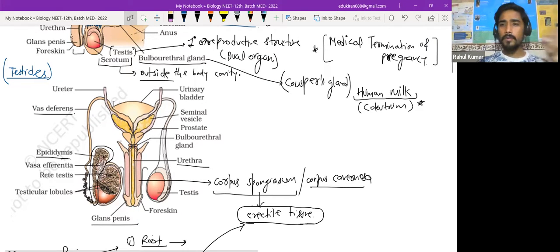Now, long before that, when human males start getting into a sexual drive, these glands become active and they start preparing the pathway for a sperm.